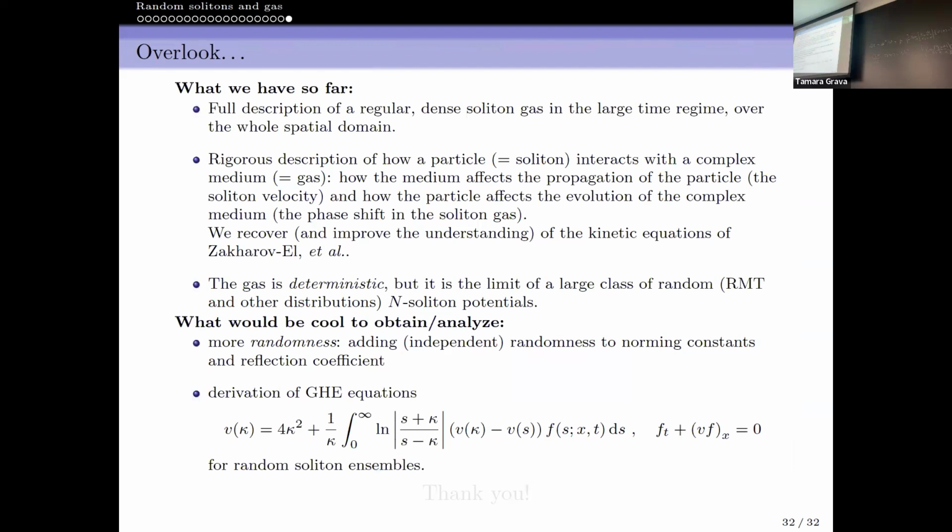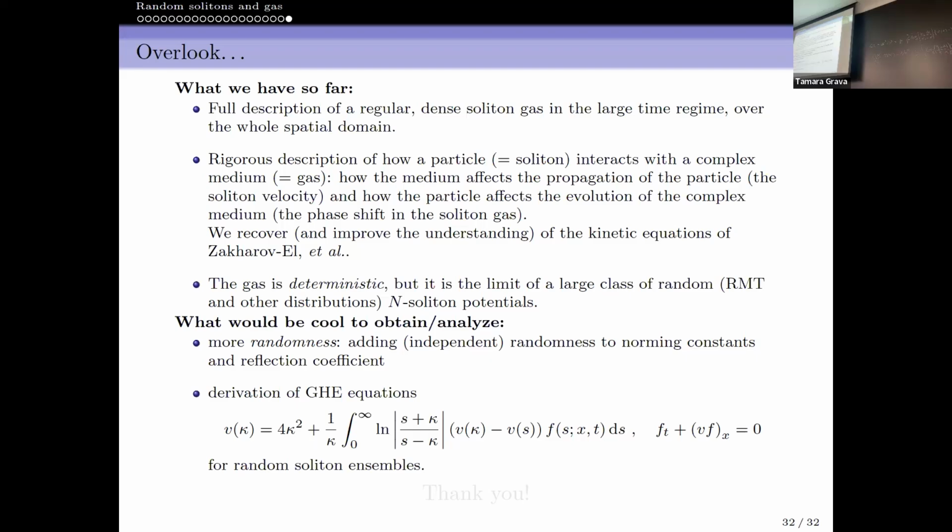What we have done is basically we constructed what we call a soliton gas, an example of a solution with an infinite number of solitons, and we describe the interaction of the soliton gas with a bigger soliton, something bigger that we can follow. And this interaction has been described in terms of the Zakharov-El kinetic equation.